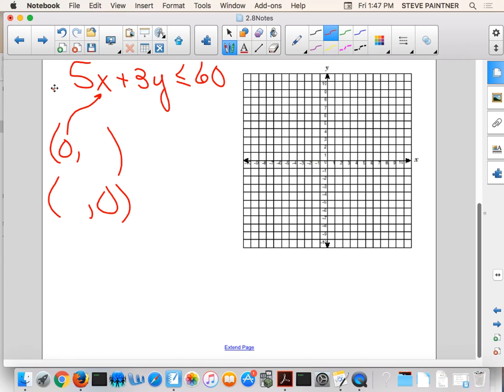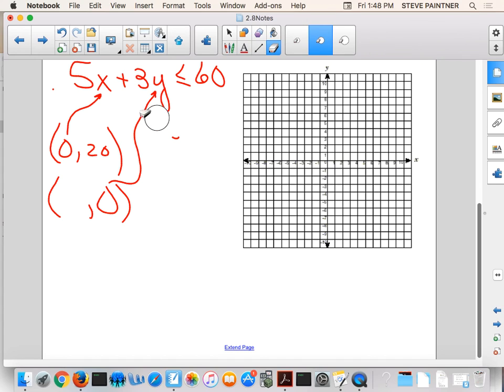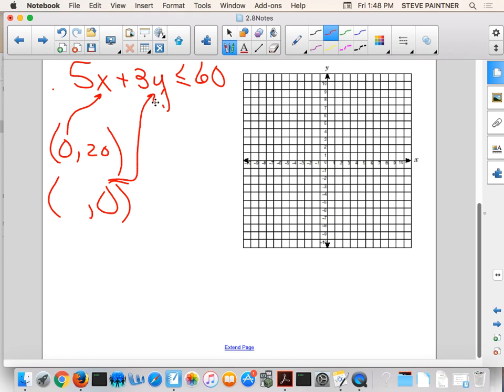Okay, anybody put the 0 in for x? Just cover it up with your finger. Now it says 3y equals 60. What's the answer? 20. So 0, 20, right? Okay, now let's do the other one. Let y be 0. Cover up the y term. Now it says what? 5x equals 60. 12. 12, 0. Okay, good.